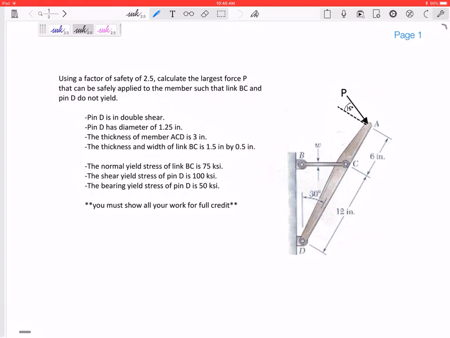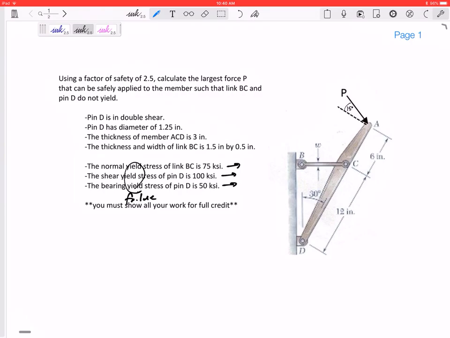The thickness of member ACD is 3. The thickness and width of BC is 1.5 inches by 0.5 inches. And it tells us the normal yield stress of the link, the shear stress of the pin, and the bearing yield stress. All right, yield stress is really failure stress. We don't want it to yield, so our yield stress is our failure stress.